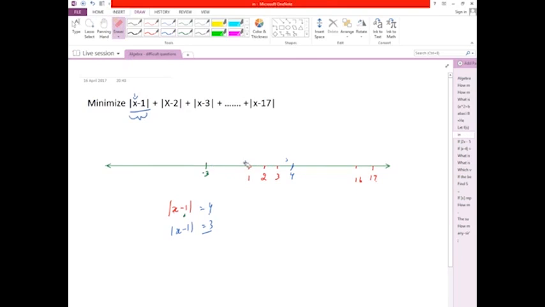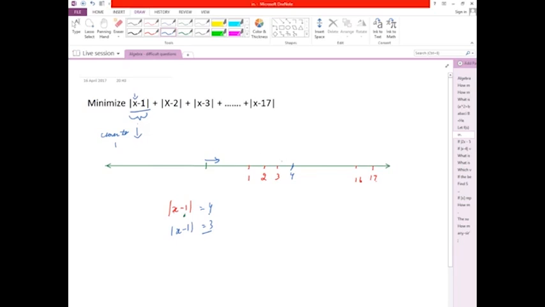So what will happen to that expression's value as I keep going closer to 1? As I keep going closer to 1, this expression's value, which is the distance from point 1, will continue to decrease, right? As I keep going closer to 1, that value goes down.